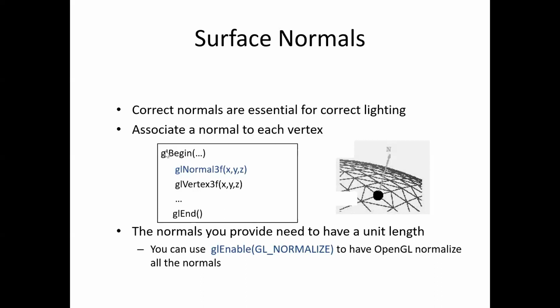In OpenGL specifically, there are commands like glBegin and glEnd. Within them, glNormal3f, where 3 is for the three-dimensional coordinates X, Y, Z of a particular point, and glVertex3f, X, Y, Z. The normals you provide need to have unit length, and you can use glEnable(GL_NORMALIZE) to have OpenGL normalize all the normals, meaning set all the normals to unit length.